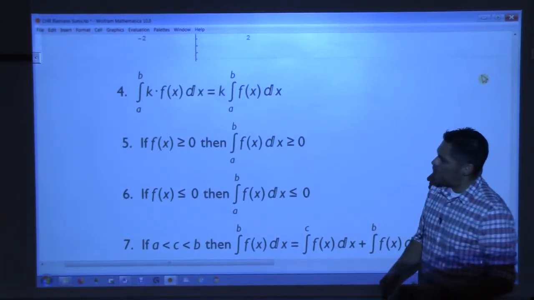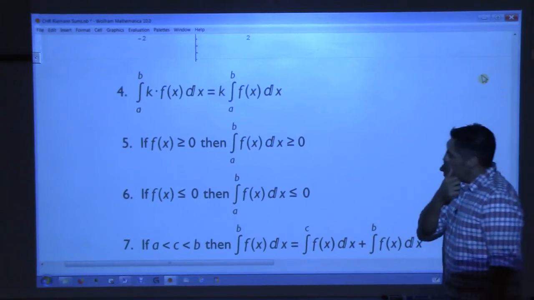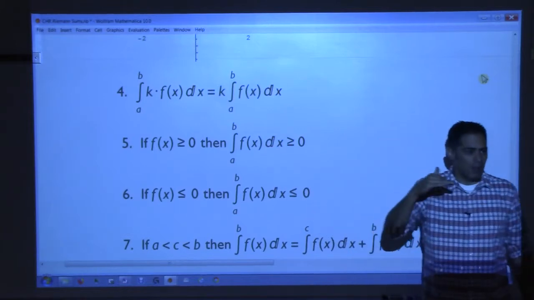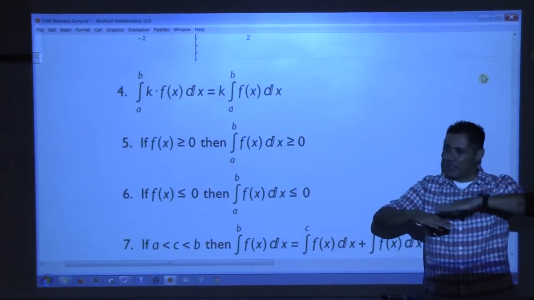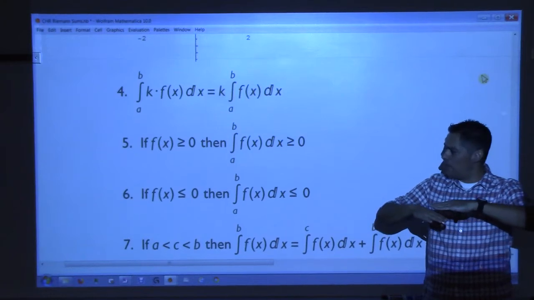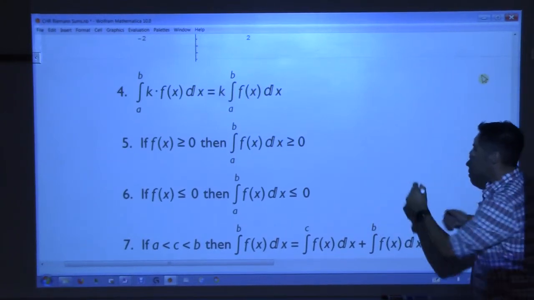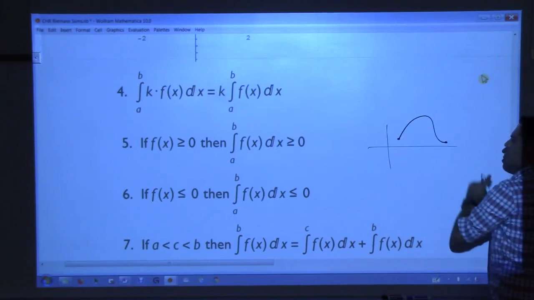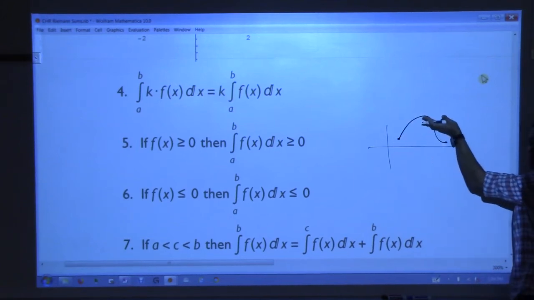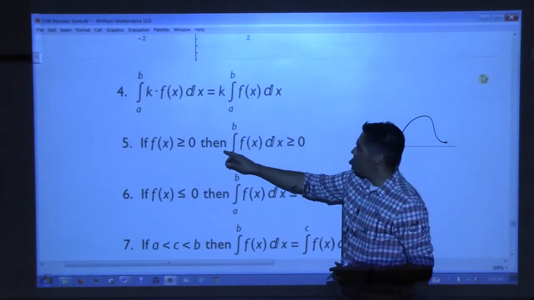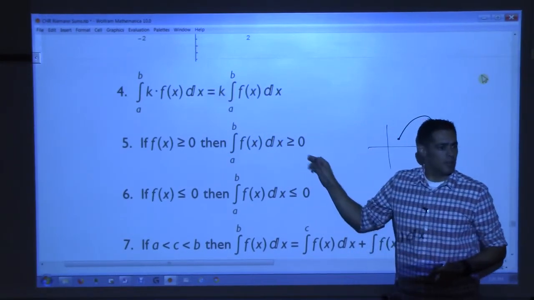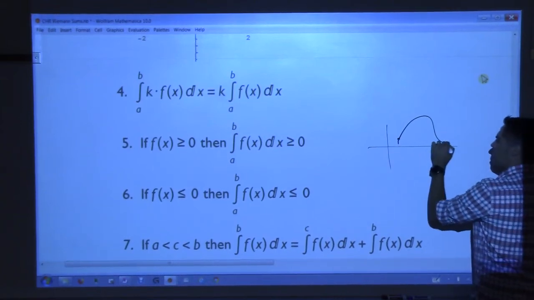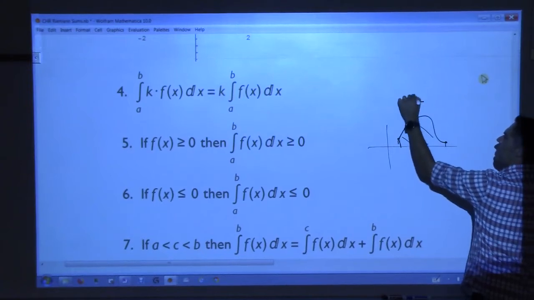All right, the next one is a little more interesting. It says if your function is greater than or equal to 0, that means when you graph it, the function is above the x-axis, right? Isn't that what it means for a function to be greater than or equal to 0? When I graph it, like this function here is always greater than or equal to 0. It's above the x-axis. If that happens, then this integral should be greater than or equal to 0, which means we should get a positive area. Would you agree with that? Because it's above the x-axis, if we find that area, that's going to be a positive number.